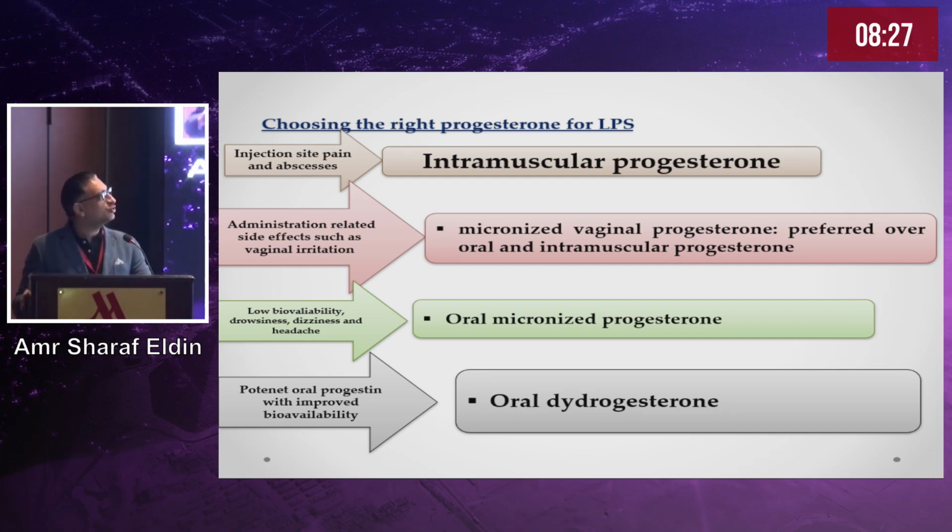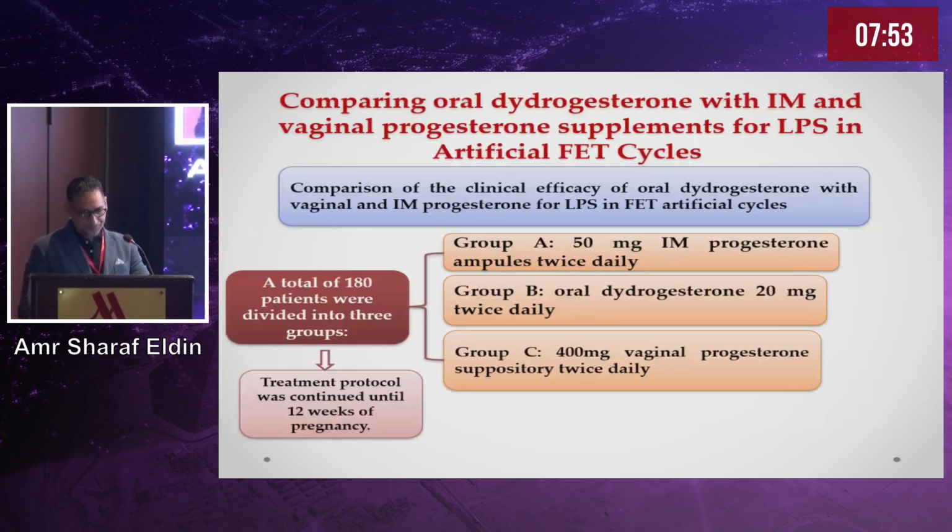Choosing the right progesterone for luteal phase support, we can use either intramuscular progesterone, micronized vaginal progesterone, oral micronized progesterone, or oral dydrogesterone. Intramuscular progesterone is a potent type of progesterone, but it may cause injection site pain and abscess formation. Micronized vaginal progesterone is preferred over oral and intramuscular types, but it may cause some vaginal irritation. Oral micronized progesterone has low bioavailability and may cause some dizziness, drowsiness, and headache. Oral dydrogesterone is a potent progesterone type with high bioavailability.